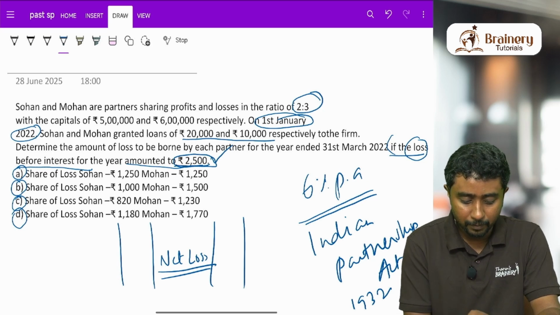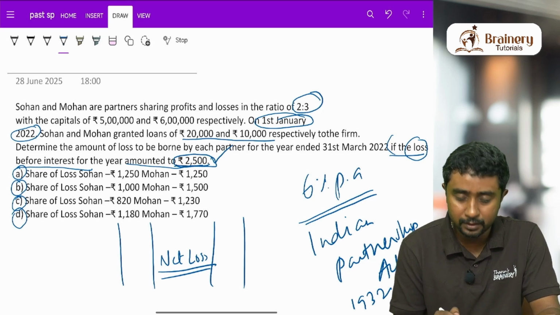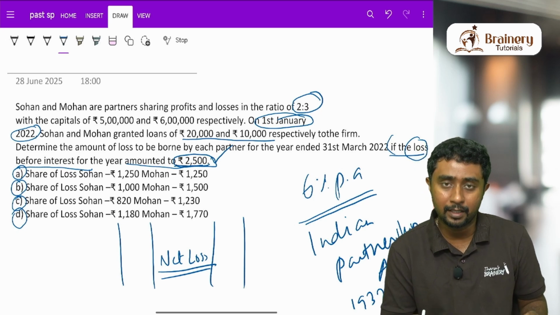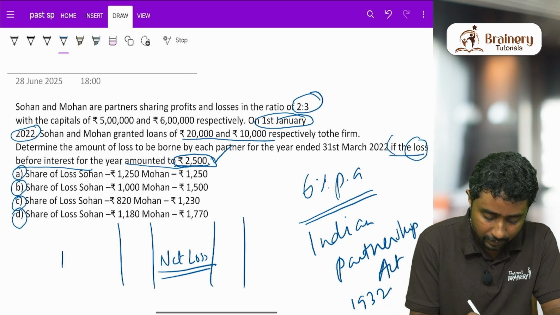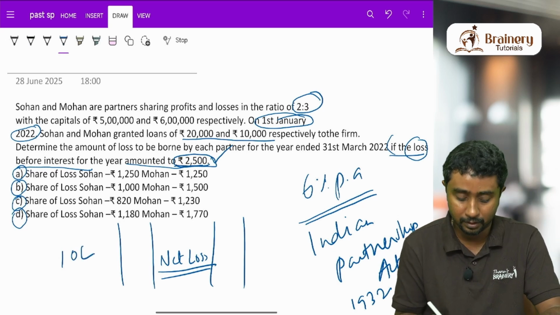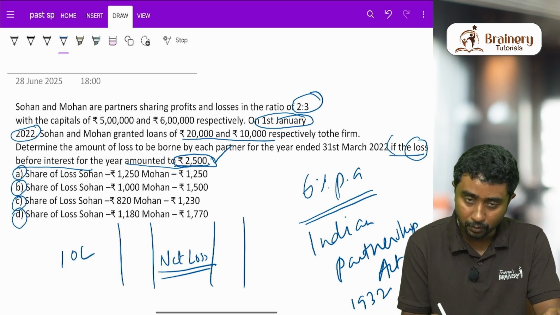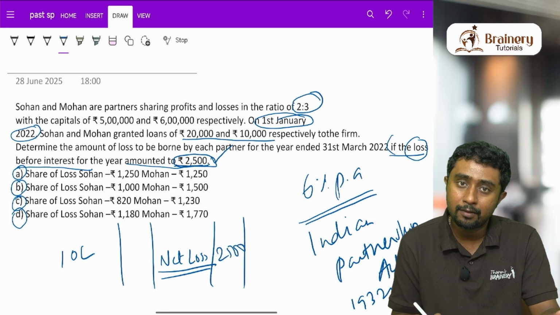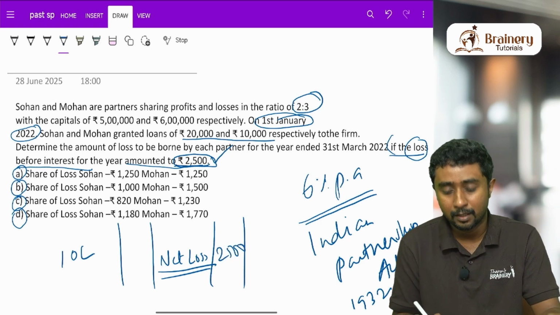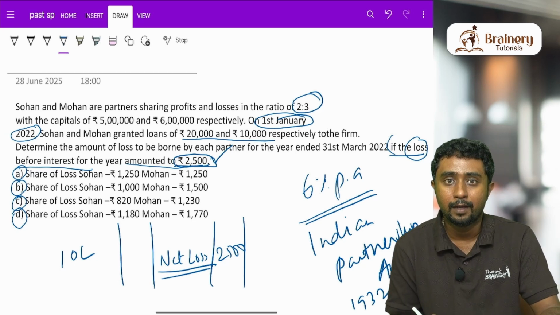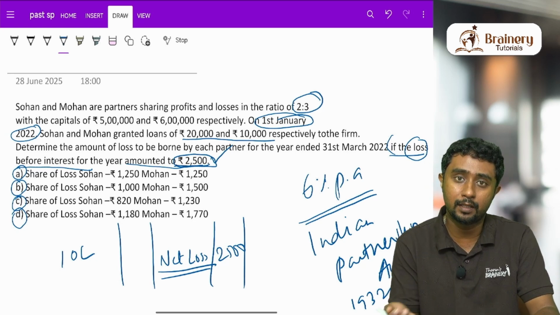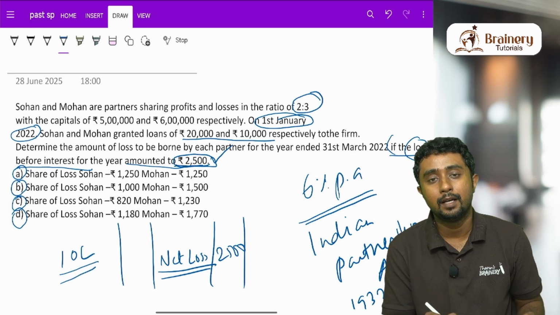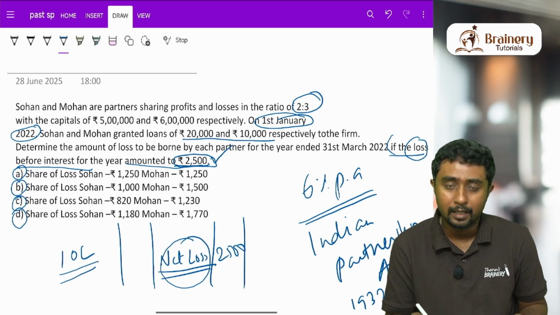So if the loss before interest for the year amounted to rupees 2,500, basically it means if you are giving interest, obviously interest will come on the left side. Interest on partner's loan will come on the left side again. So will the loss increase or decrease? Here already 2,500 loss is there. Obviously it will increase, because again expense is going up. What do you mean by loss? Expense is more than the income. So after writing interest on loan, again you have to calculate the loss.